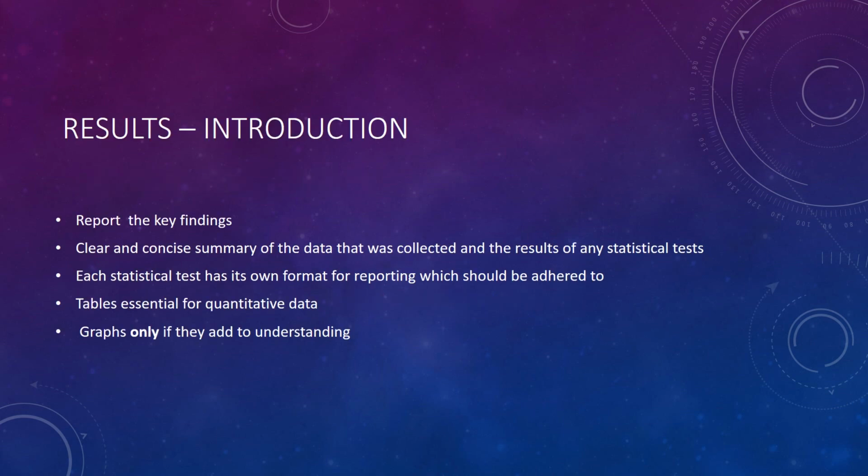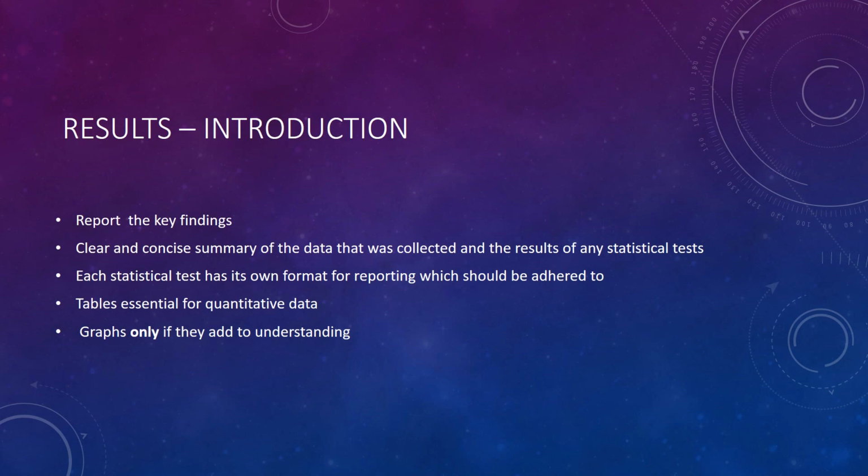So once you have the introduction and the method section done, then the following section is generally the results. The results is essentially the write-up of your statistical or qualitative analysis. Here we want to report the key findings, a clear and concise summary of the data that was collected and the results of any statistical tests. Each statistical test has its own format for reporting, which should be adhered to, for instance independent samples t-test versus ANOVA versus regression. These all need to be followed according to, generally in psychology, the APA standard.